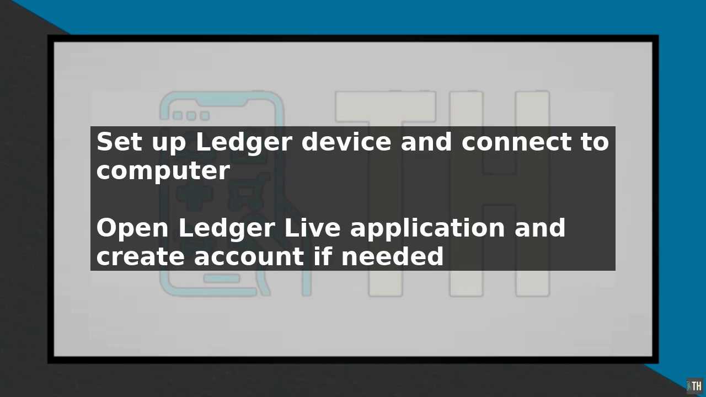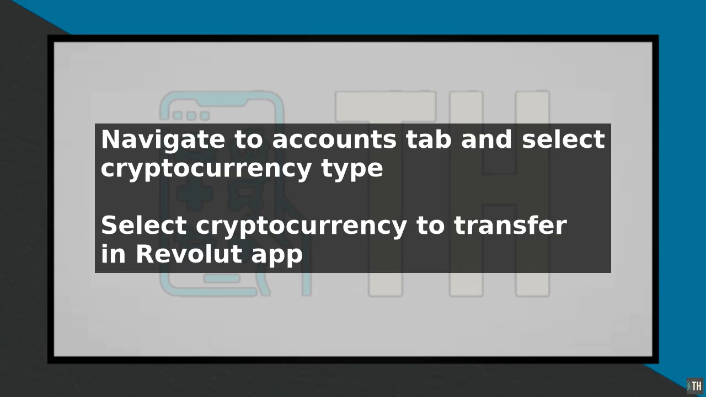Now go to the Revolut app and navigate to the cryptocurrency section. Select the cryptocurrency you want to transfer and click on the Send button. You will then be prompted to enter the recipient address.